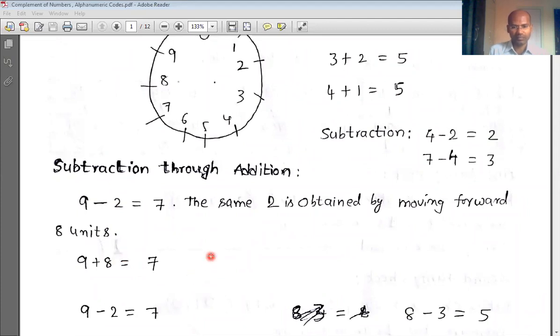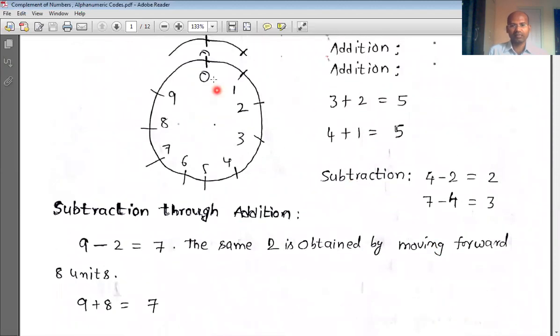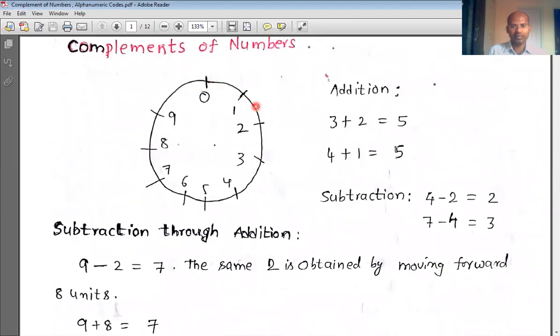That is one. Take another example. Look at this 8 minus 3. Normally, 8 minus 3 means initially we are at 0. Take 8 steps. After taking 8 steps, we are at 8. And 8 minus 3 means we have to move backwards 3 units. 1 unit, 2 units, 3 units. We are at 5.